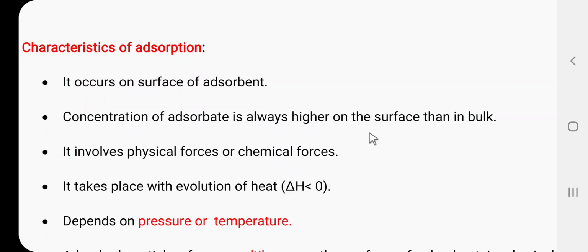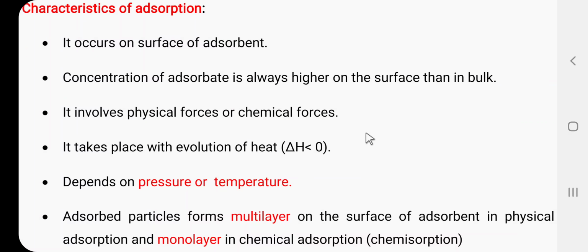Then let us consider the next point, the characteristics of the process of adsorption. The first characteristic is that it occurs on the surface of the adsorbent. All of you know that adsorption is a surface phenomenon, so adsorption always occurs on the surface of the adsorbent. Second, the concentration of the adsorbate is always higher on the surface than in bulk.